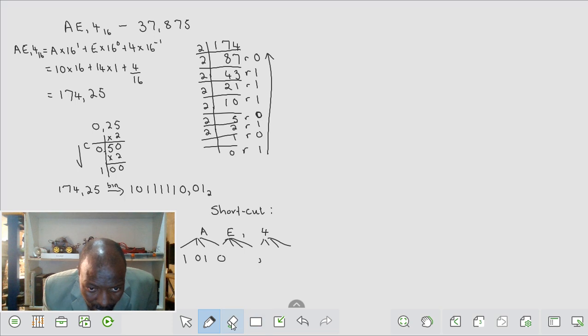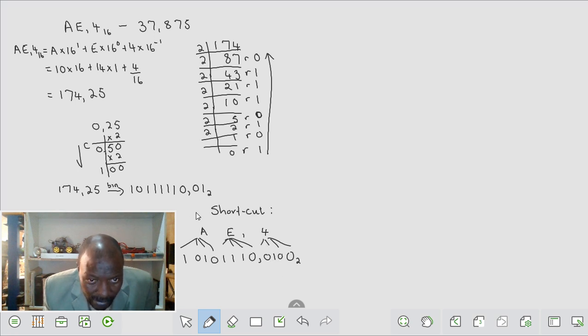So the A is 1 0 1 0. The E is 14, 1 1 1 0, and the 4 is 0 1 0 0. Okay, this is 8 4 2 1 of each. 8 plus 2, there's no 4, there's no 1, that's 10. That's A. That is 14, that's E. That is 4.